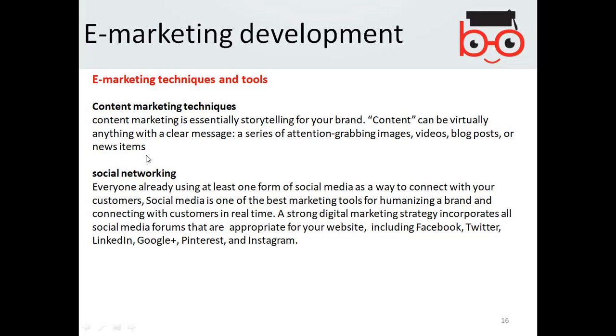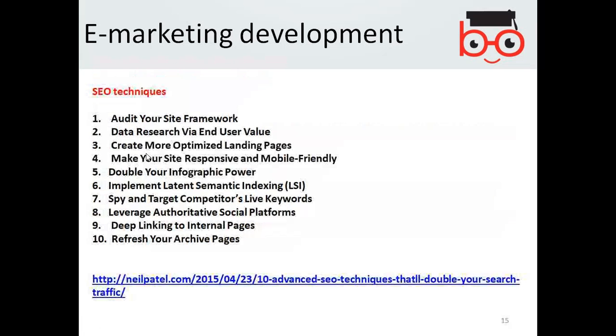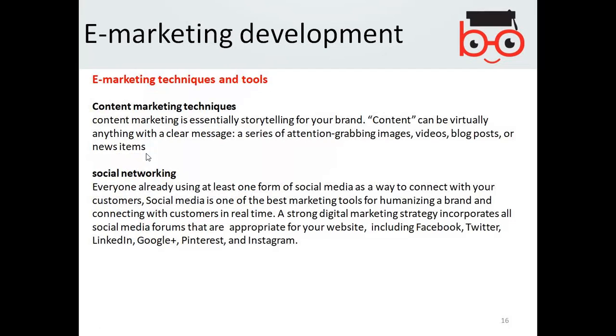Then now we come to the e-marketing tools and techniques. The content marketing technique is basically the storytelling for your brand. The content can be virtually anything with a clear message, a series of attention-grabbing images, video, blog posts, or news items. So, what are the tools for e-marketing? You write the content for your product. Then you use social networking in order to promote your product. That's a technique.